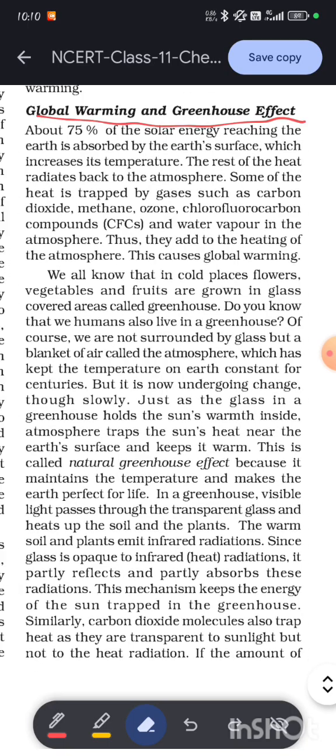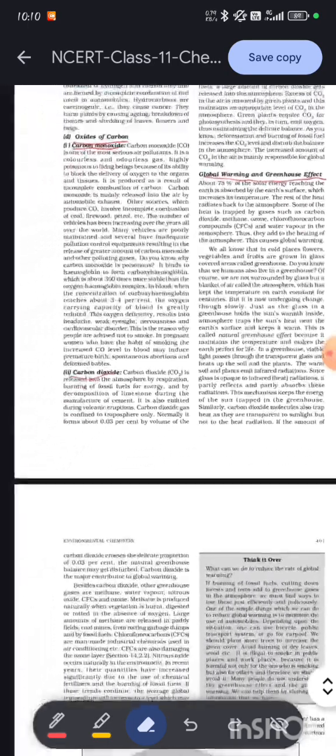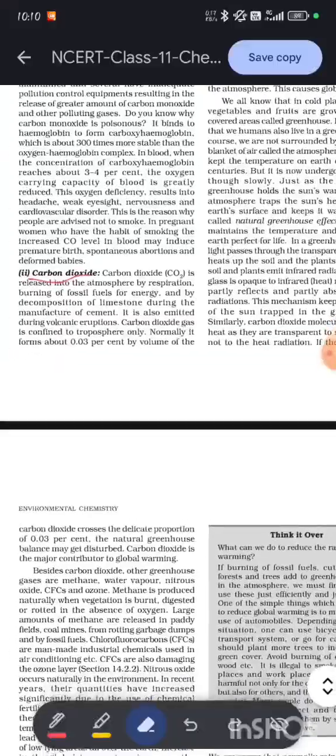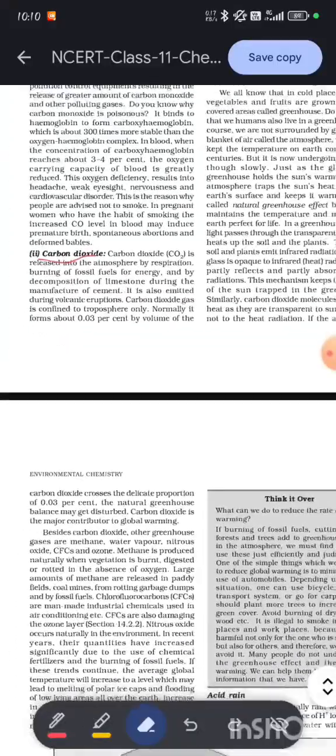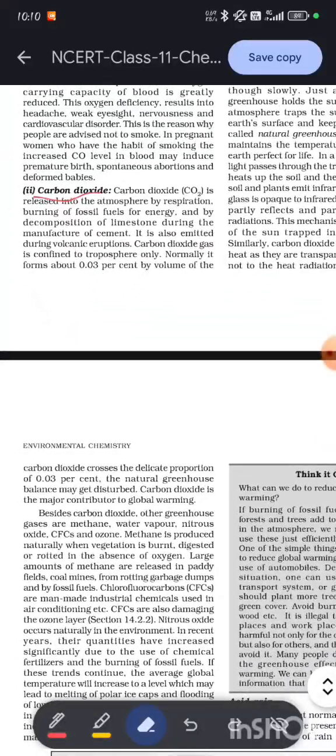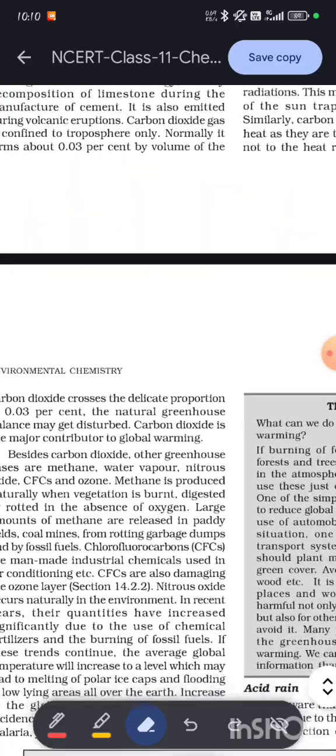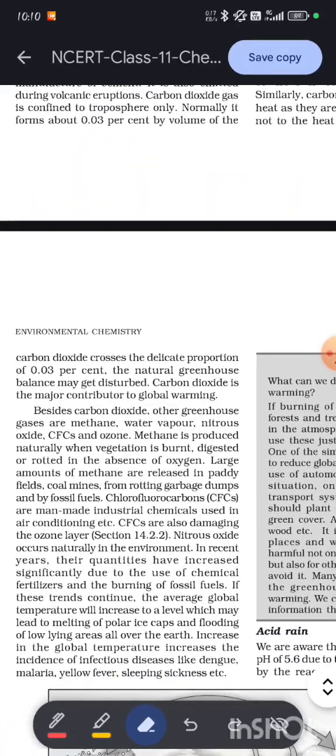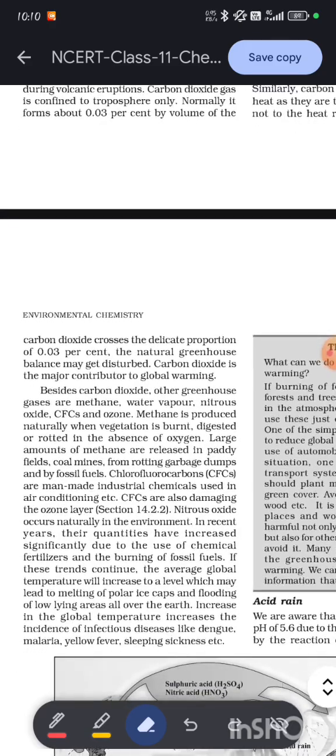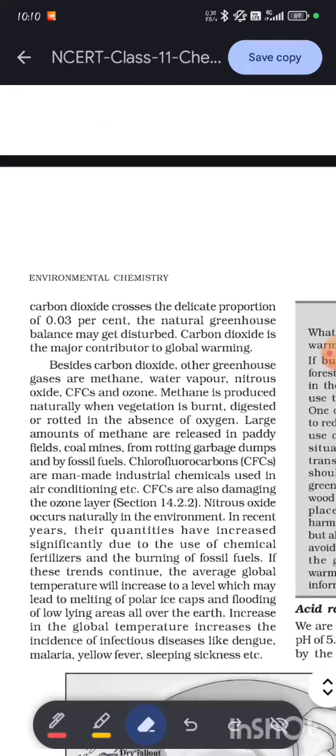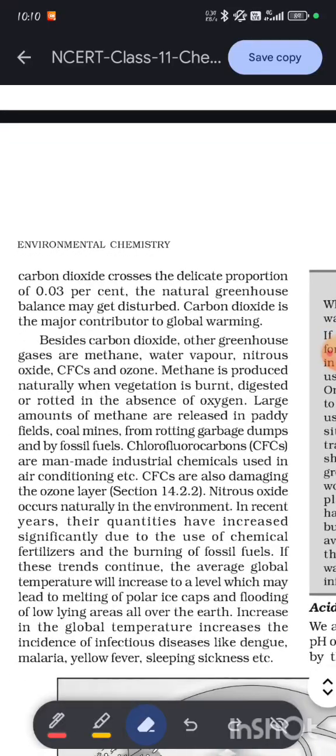If the amount of carbon dioxide crosses the delicate proportion of 0.03%, the natural greenhouse balance may get disturbed. Carbon dioxide is the major contributor to global warming. Besides carbon dioxide, other greenhouse gases are methane, water vapor, nitrous oxide, CFCs, and ozone.